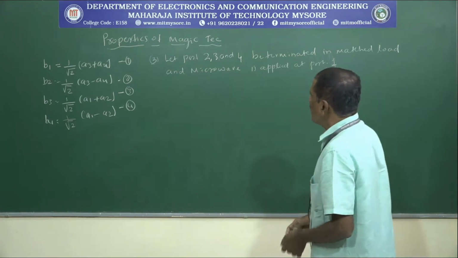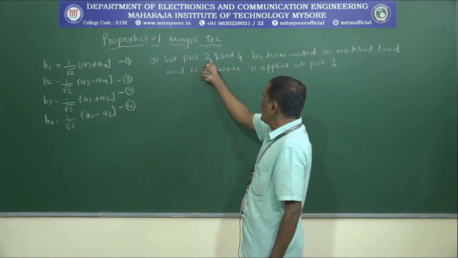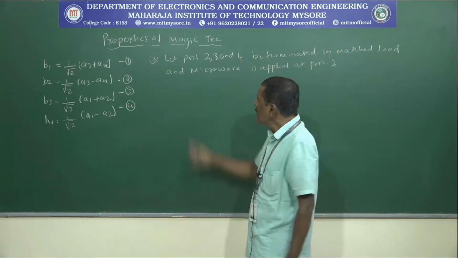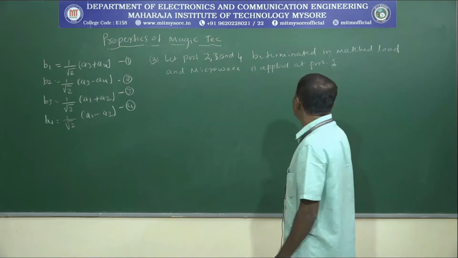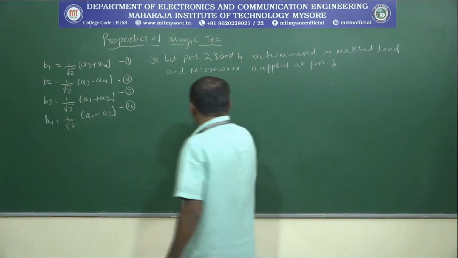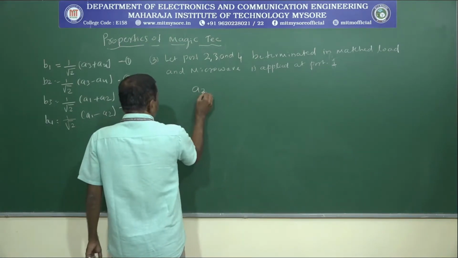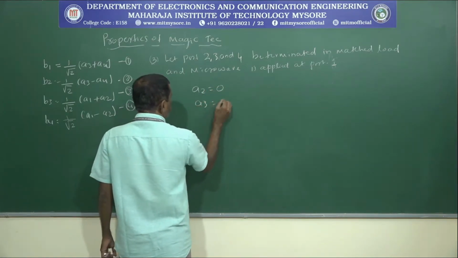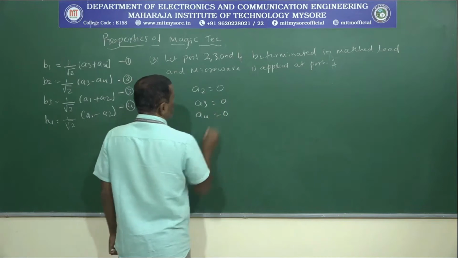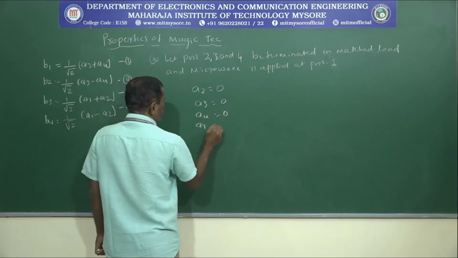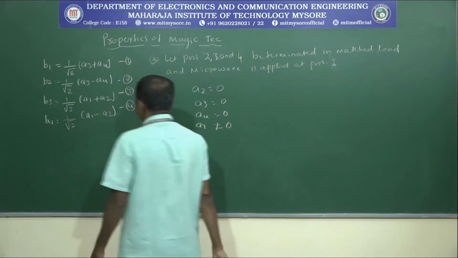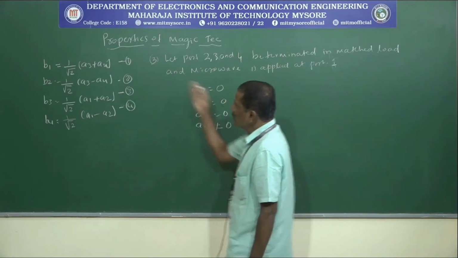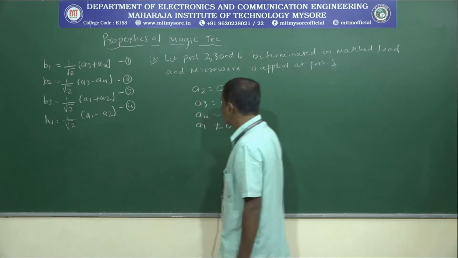In property number 3, ports 2, 3 and 4 are terminated in a matched load, and a microwave signal is applied at port 1. Then A2 is equal to 0, A3 is equal to 0 and A4 is equal to 0, whereas A1 is not equal to 0. Then substitute these values in these equations.